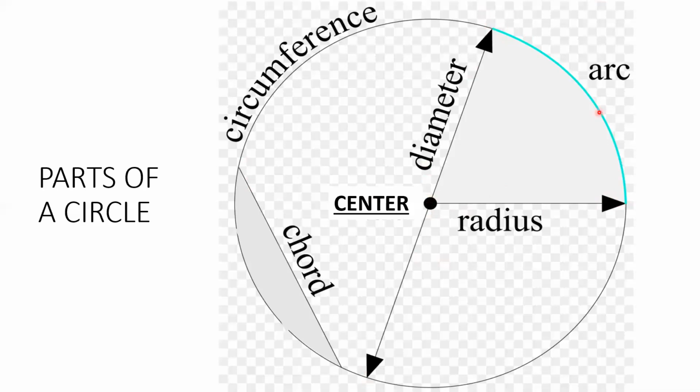Sorry, I didn't explain about the arc. Arc is a part of the circumference of the circle. If I cut out a small part from the circumference of the circle, that particular part is called an arc. If I take any part from here to here, I can put a point here and a point here, so from here to here it will be an arc. Circumference, I explained, is the boundary of the circle. And chord is a line that touches the circle at two different points.